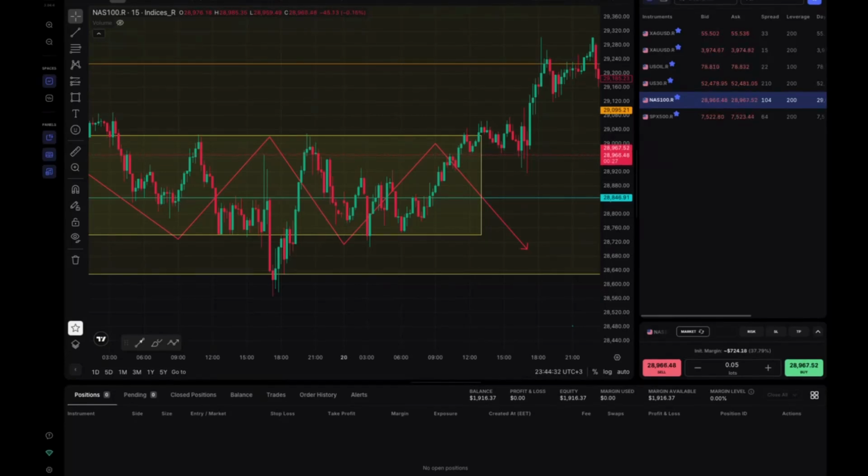Is it moving to a point where it's no longer following structure and it's getting a little messy and you're kind of hesitant on it? Then it's time for you to reevaluate. Go investigate on the lower time frames. What's happening here, right?